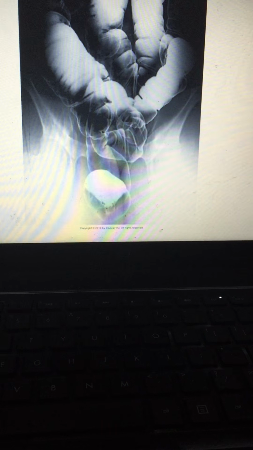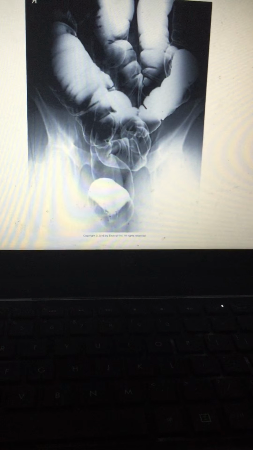Here is the AP or PA axial of the sigmoid, and in this one we are looking at the sigmoid and rectum. We get a better view of it since it's not really superimposed on itself and it's somewhat elongated due to the angle.